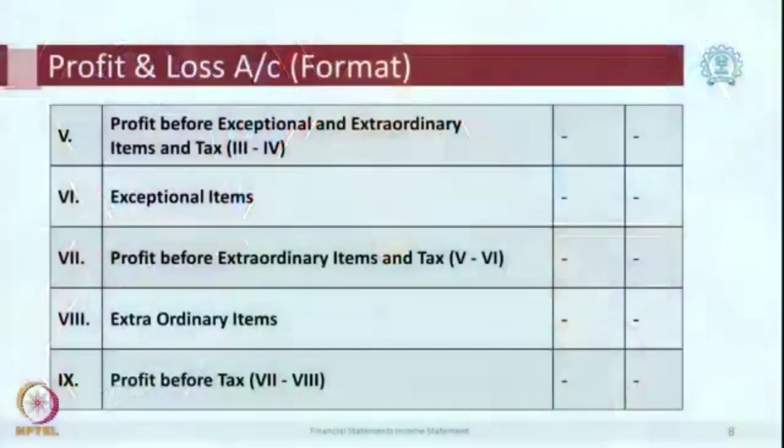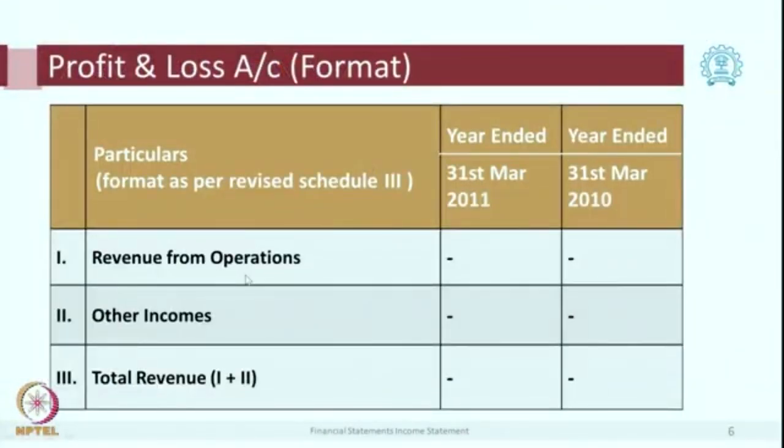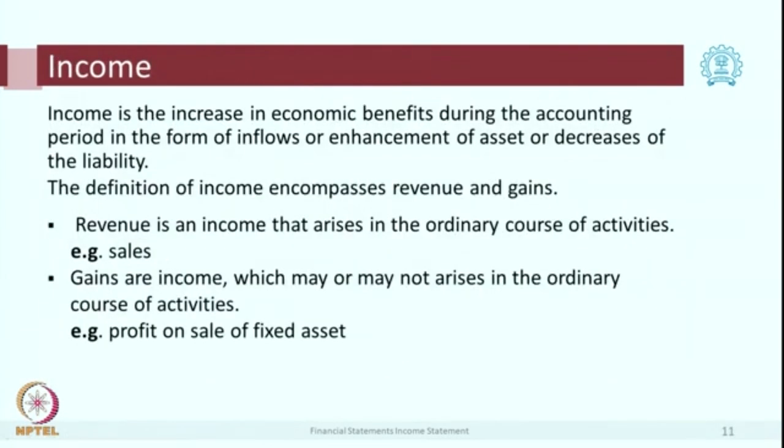Now we will just consider one or two important concepts. One important concept is income, because there we had said revenue, here we had said revenue from operations. So first of all, we should be clear as to what is income. Now income is defined as an increase in economic benefit during a particular accounting period. Normally it reflects in inflows or enhancement of assets. Either you get cash or some of your assets are enhanced or your liabilities are reduced, then it is called an income. Every income is not revenue.